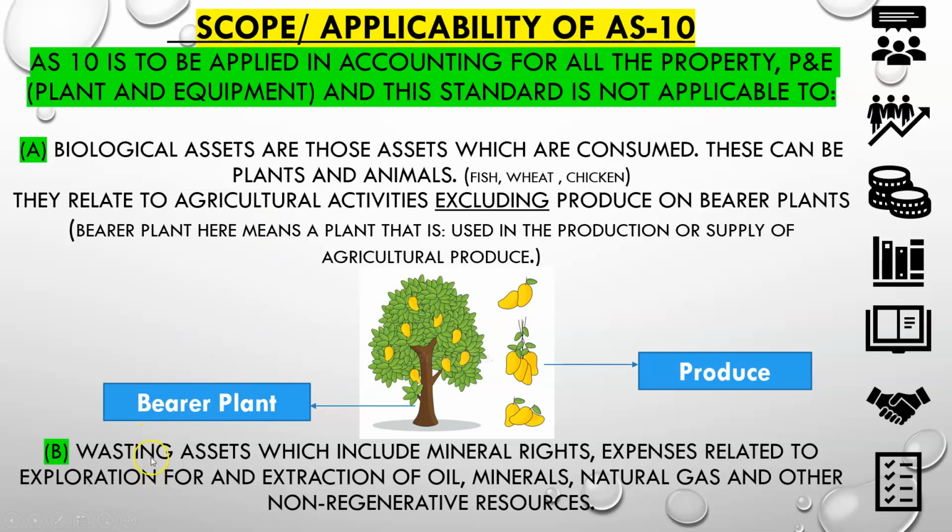Then the second thing is wasting assets, which include mineral rights, expenses related to exploration for and extraction of oil, minerals, natural gas and other non-generative resources. So wasting assets mean the mines that we have. They are also not included for the applicability of accounting standard 10.